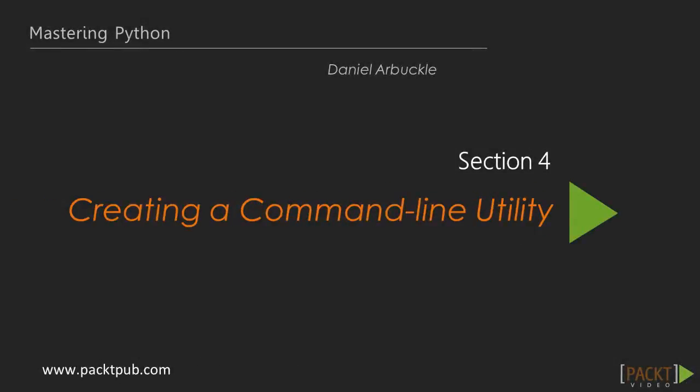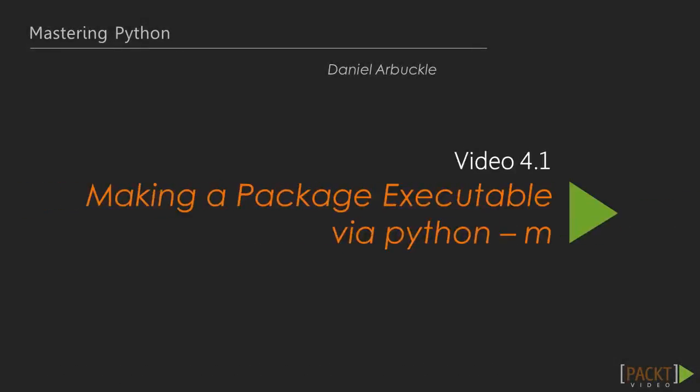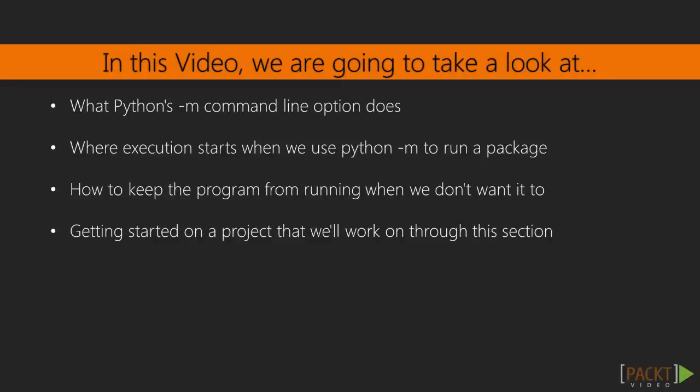Section 4. Making a command line utility. 4.1. Making a package executable via python -m. So we're going to look at what Python's -m command line option does, where the execution starts when we use python -m to run a package, not a module, how to keep the program from running when we don't want it to, and getting started on a project that we'll work through in the remainder of this section.